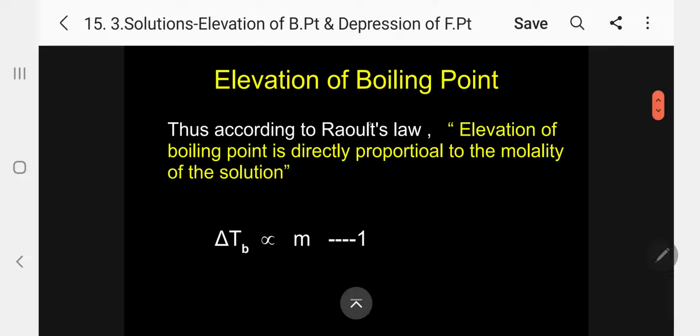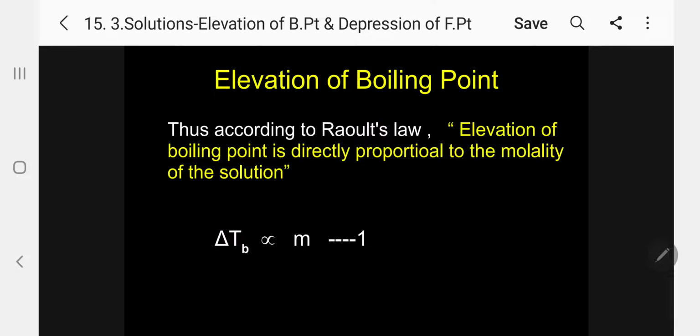Now, according to Raoult's law, elevation of boiling point is directly proportional to molality of the solution. This is the most important statement of Raoult's law. Elevation of boiling point, the delta Tb, is directly proportional to molality. We know the definition of molality. What is molality? Number of moles of solute present in 1 kilogram of solvent is called molality.